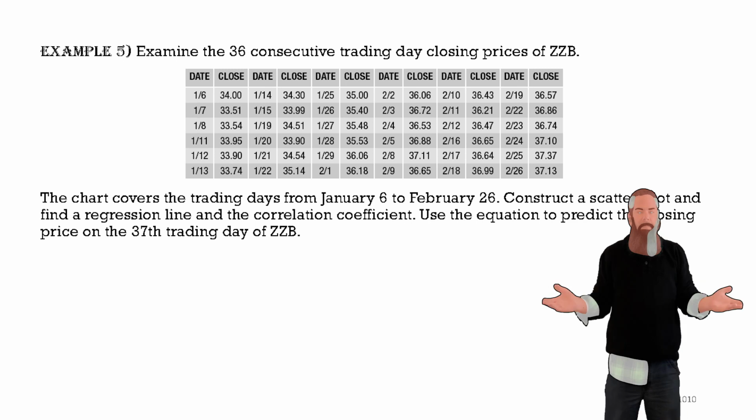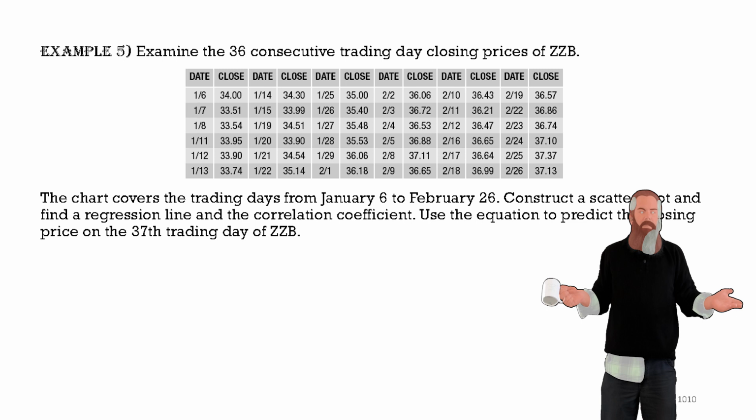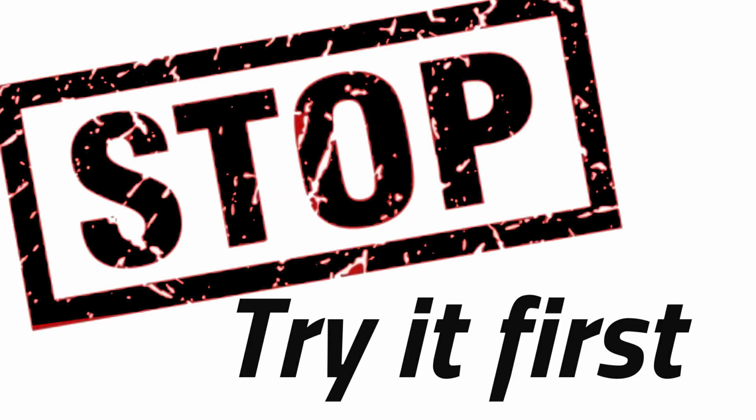The chart covers the trading days from January 6 to February 26. Construct a scatter plot and find the regression lines and the correlation coefficient. Use the equations to predict the closing price on the 37th day of ZZB.